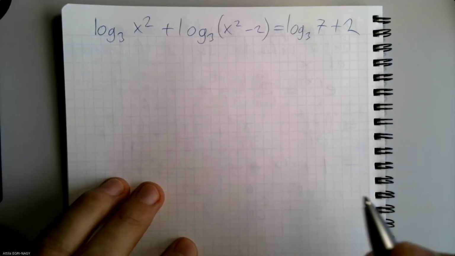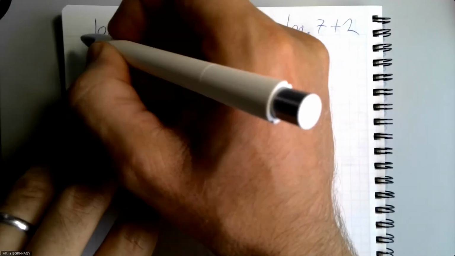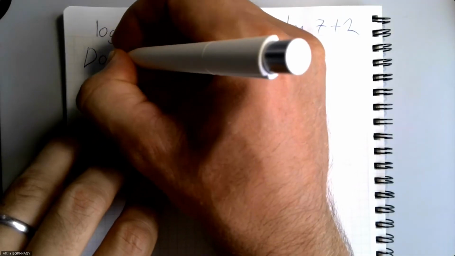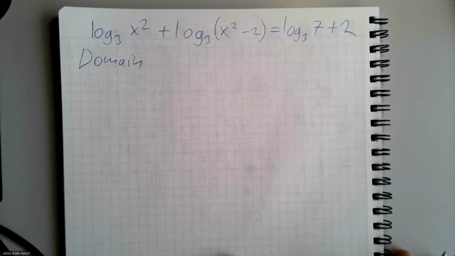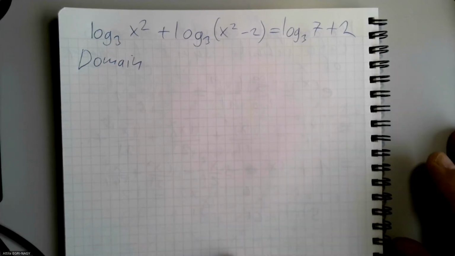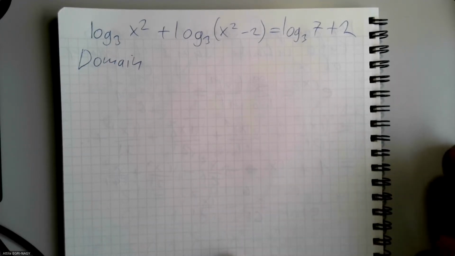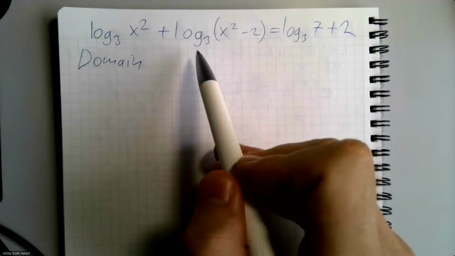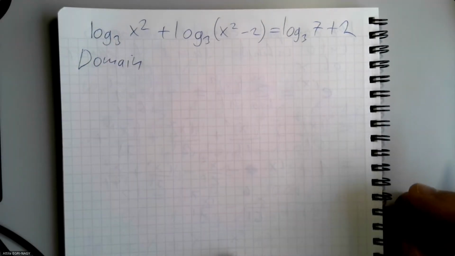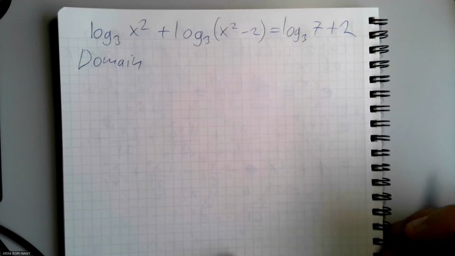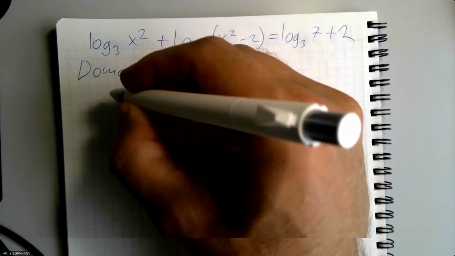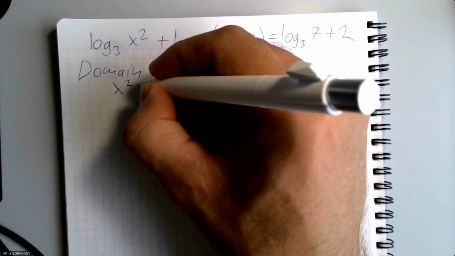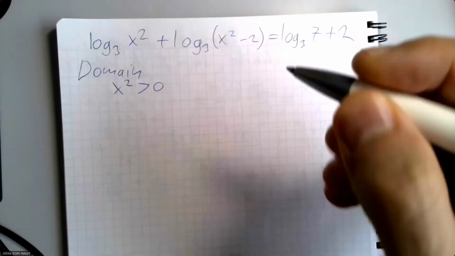When we solve this equation, or any equation, we look at the domain. For what possible x values does this make sense? Well, the logarithm function is not defined for anything which is negative or 0. So it's only positive values. So these are the conditions. x squared has to be strictly greater than 0.